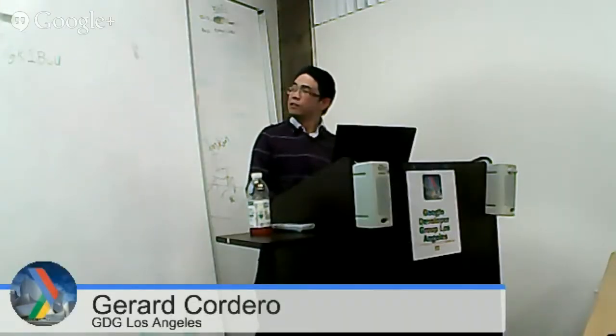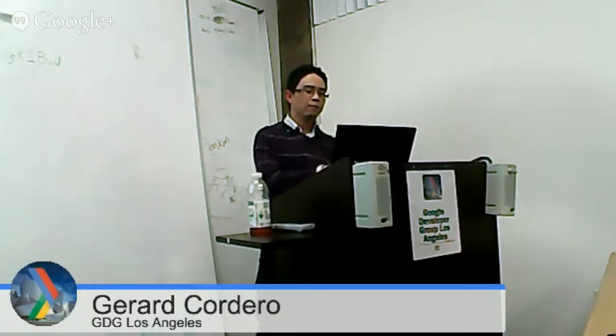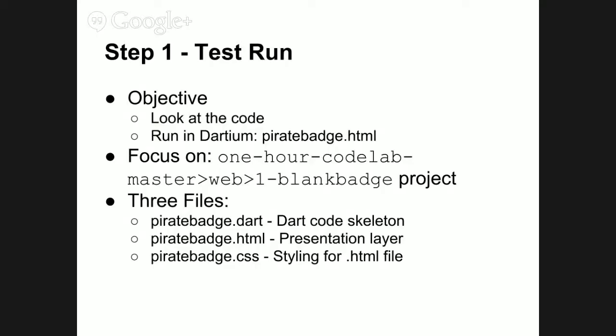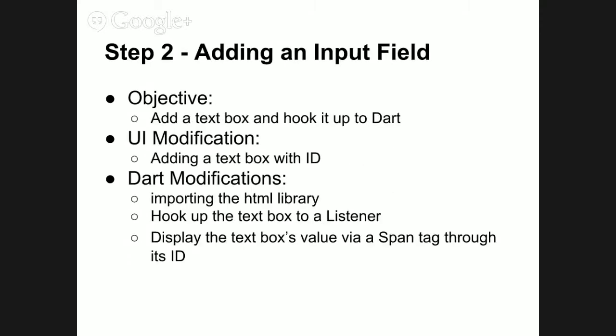So fast forward. In step 1, you just do a test run of one of the projects. There are 7 projects in the code lab, and there are 3 files: the Dart code, which has a .dart extension, then HTML and CSS. So it looks good, and we'll have this presentation linked for you. In step 2, we're adding a field.